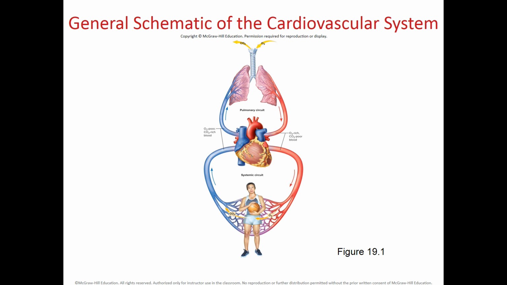So this is a schematic showing you how these two circuits are interconnected. Here we have the pulmonary circuit that happens between the pulmonary trunk, the lungs, the pulmonary veins, and then the left side of the heart. And here we have the systemic circuit that happens between the left side of the heart, the aorta, the capillaries within the tissues in our body, and then the returning of the blood using the superior and inferior vena cava. And in both circuits, we have gas exchange.